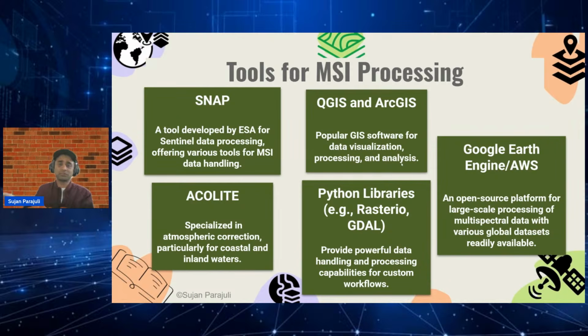On the open source side, you can also use Python libraries like Rasterio, GDAL, and those kinds of things. And you can also do that processing on cloud computing, such as Google Earth Engine or AWS. We have the SNAP tool from the ESA, the Copernicus one. We have this eCognition tool as well. So these are the common tools. Okay.